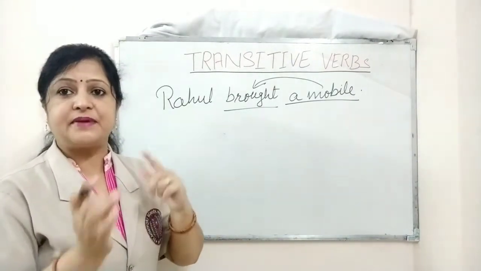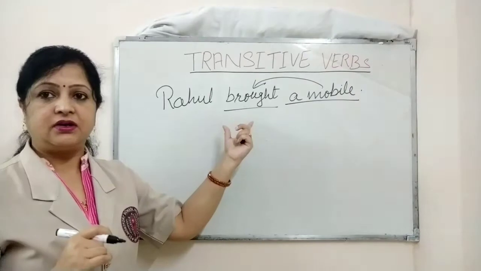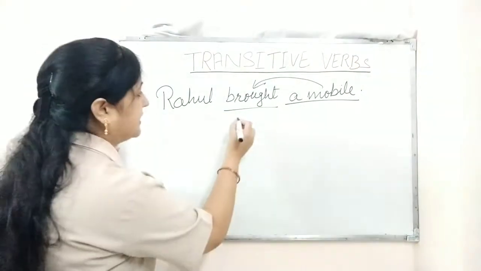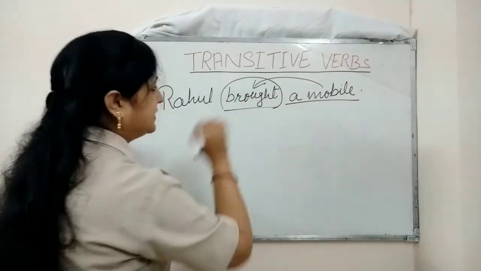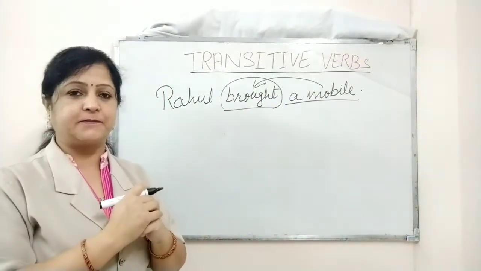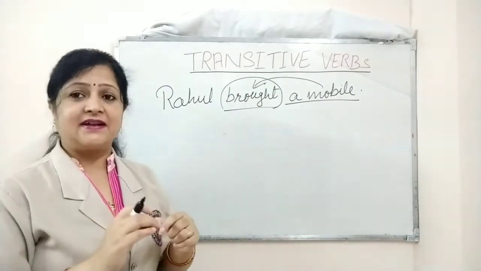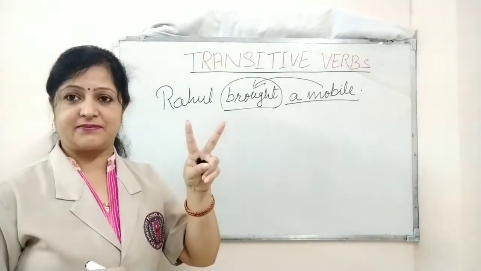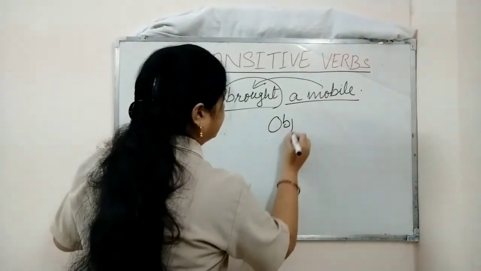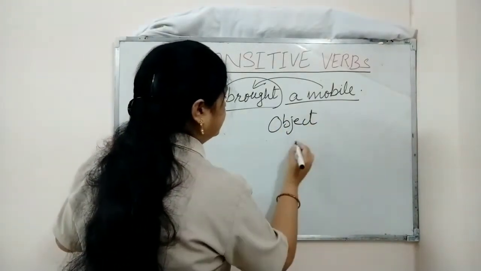Bring is the present form of brought. The verb bring always needs an object. So the object can also be of two types.